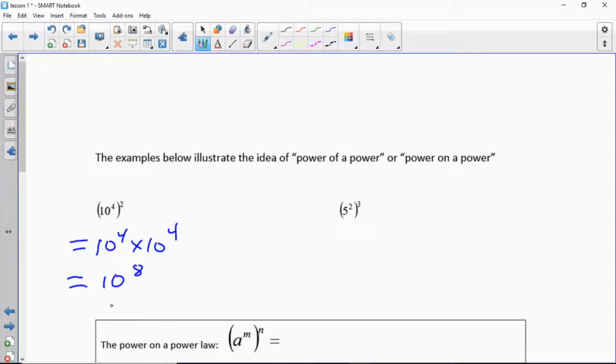By the way, powers of 10 are very easy. Start with a 1, and then the exponent tells you how many zeros. So in this case, there'll be 8 zeros. 1, 2, 3, 4, 5, 6, 7, 8, or 100 million.